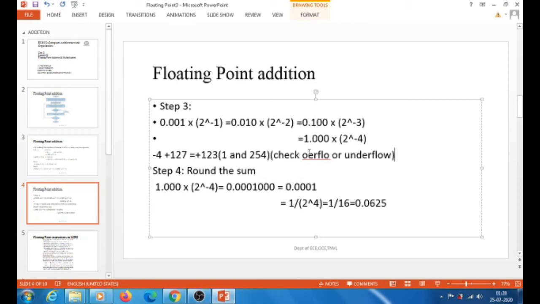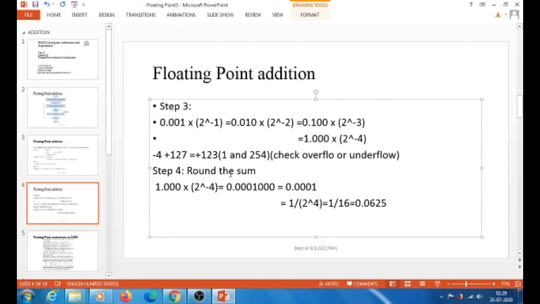So here there is no overflow and underflow. Now we need to go for rounding the sum. Rounding the sum means we have to round the sum according to the number of bits that have been allocated by the registers. Here we have taken only 4 bits, so the sum already fits in 4 bits, and we need not do any rounding.